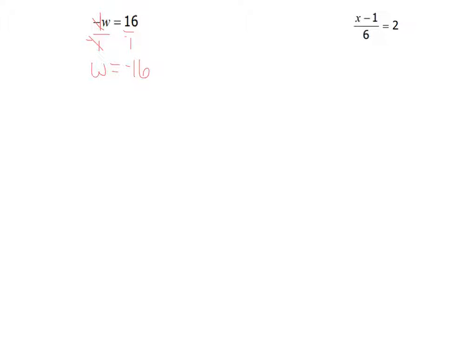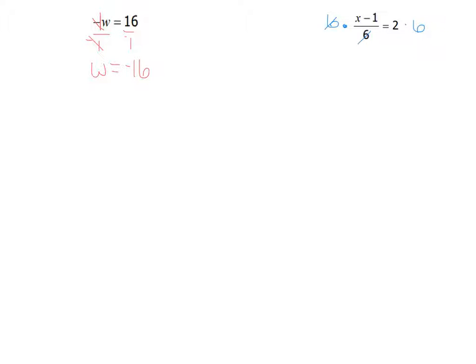Okay, the next thing is not difficult, it just looks a little weird. I have (x minus 1) over 6 equals 2. Now this is sort of a two-step equation. We're going to do 2 steps, but it's just going to look a little different. This whole thing is divided by 6, so I need to get rid of this first. Well, what's the inverse operation to division? Multiplication. So I'm going to multiply this side by 6 and this side by 6.